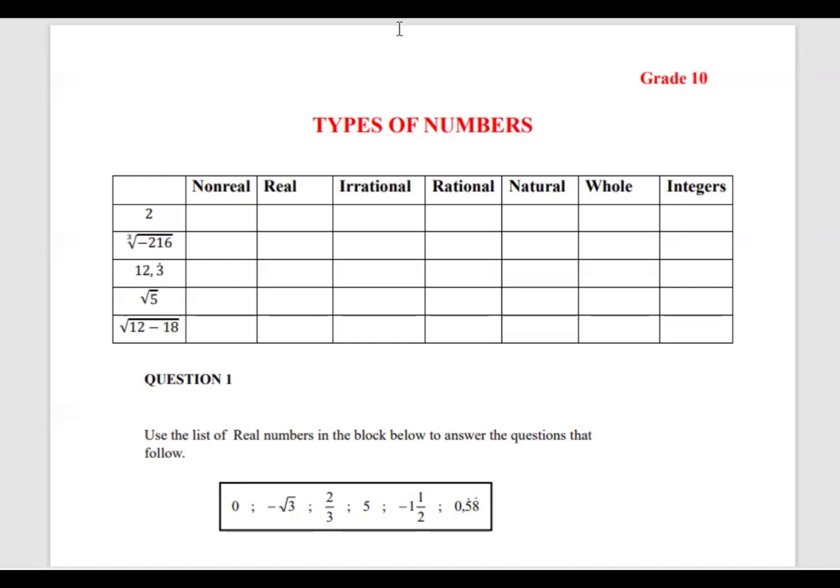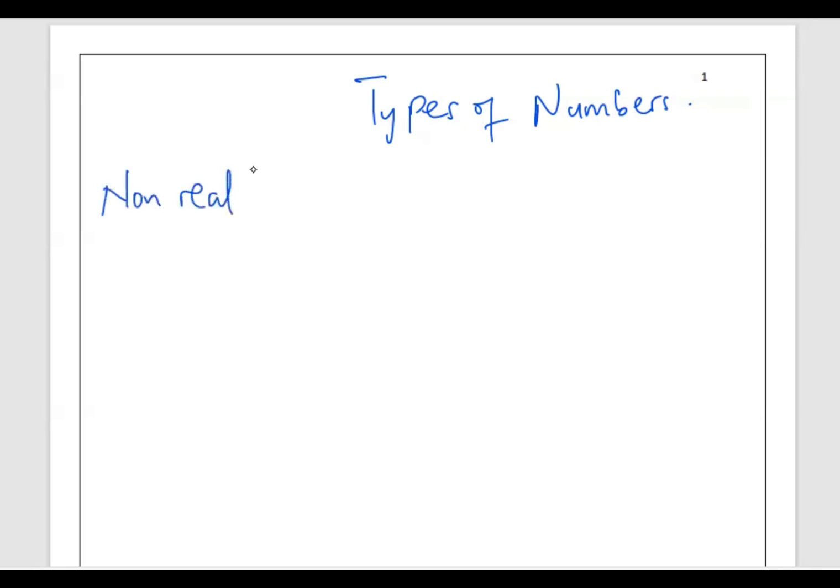Okay, so when we talk about the types of numbers, there are two categories that we start with. We're saying types of numbers, or we call it the number system. So we have what we call the non-real numbers, and then the opposite of non-real is just the real numbers. I'm just gonna use some sort of a flow chart so that we make life easy.